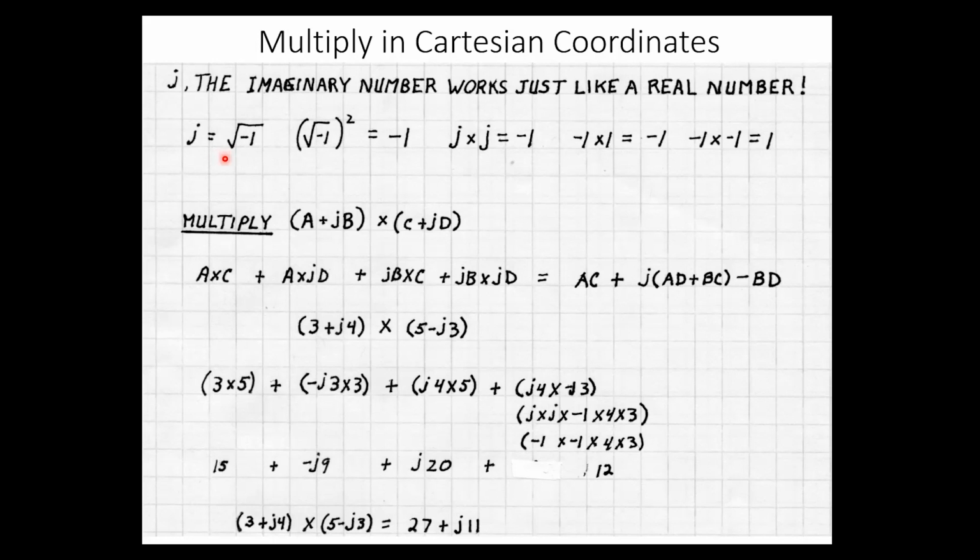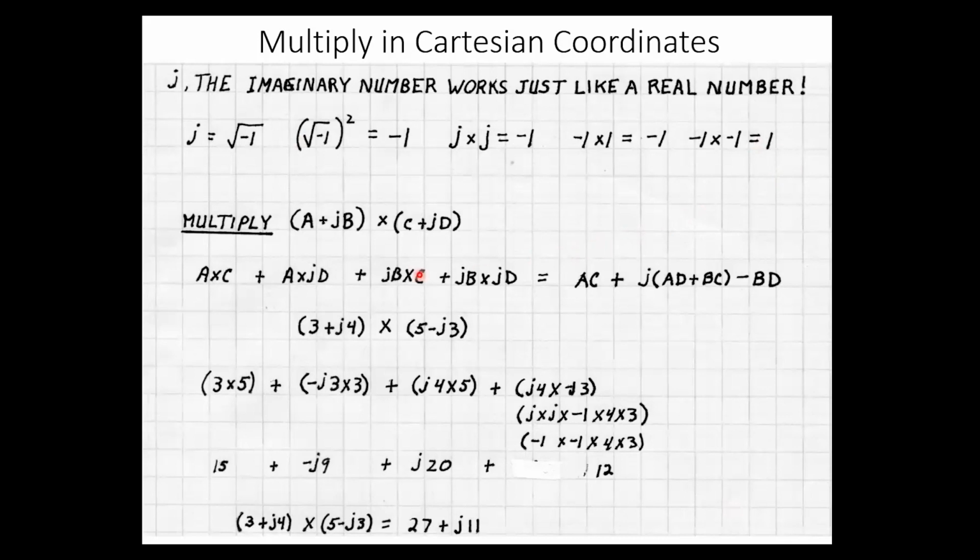The funny thing, though, is that it works just like a real number. So if I take the square root of -1 and square it, the square root of -1 times the square root of -1, what do I get? -1, right? So j times j equals -1. -1 times 1 equals -1. -1 times -1 equals 1.